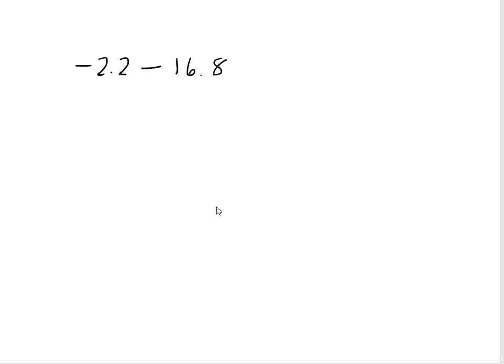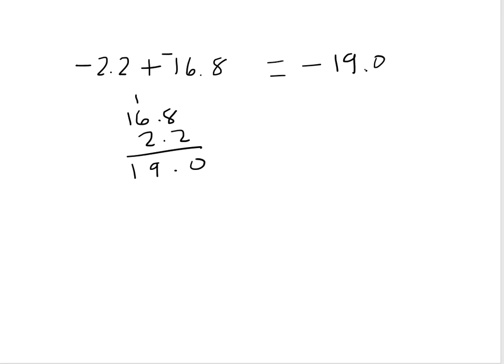So remember, we always change our subtraction problems to addition. So this negative 2.2 minus 16.8 becomes negative 2.2 plus a negative 16.8. And now if you owe and you owe, you're going to end up owing. Anytime you add two negative numbers together, your answer will always be negative. And then to figure out how much, you just line the two decimals up, you add these two numbers together, and you get negative 19.0. And if you want to write it as negative 19 or negative 19.0, those are the same.